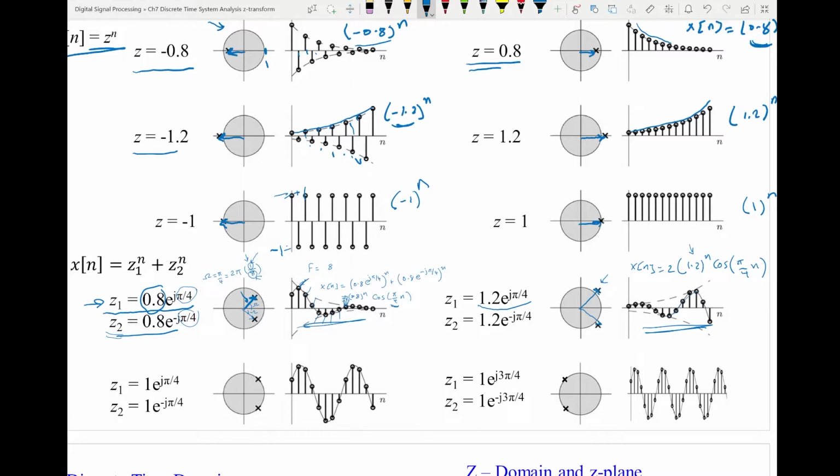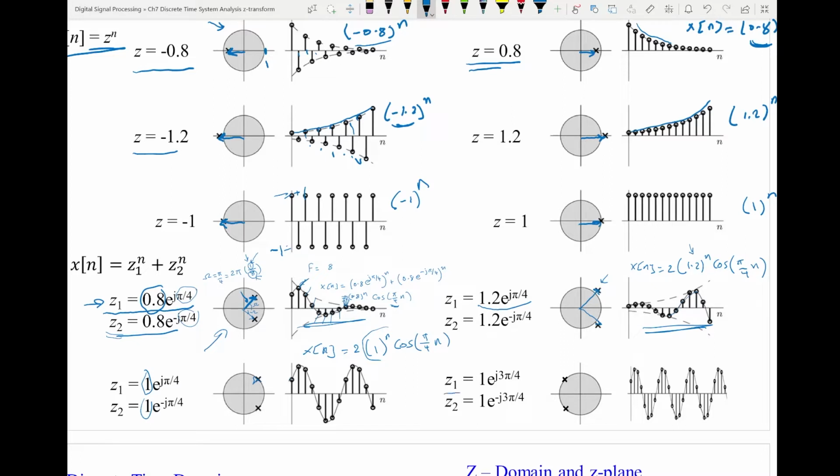n. Now, if the magnitude here is 1, that means it is on the unit circle, then it will be exactly the same as this case, except this will be 1 to the power of n cosine pi over 4 n. So 1 to the power of n is just 1, so this will just keep oscillating forever.